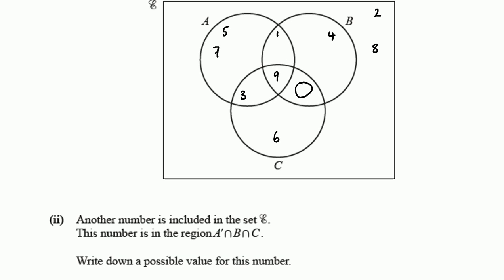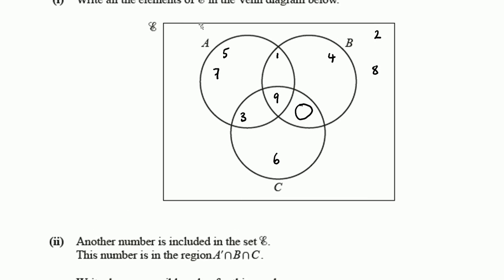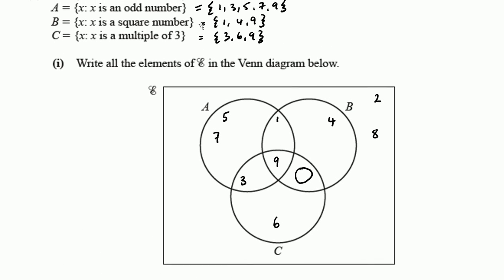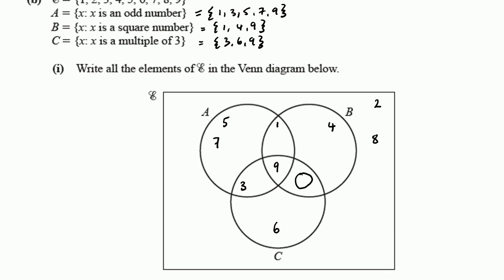I want a possible value for this number, so I need to go back to the definitions of A, B, and C. Now, to be in both B and C, we must be a square number that's a multiple of 3. Obviously, one example of this is 9, but we want to look for something a little bit bigger, perhaps. It also can't be an odd number. So I start thinking about my square numbers. They're also multiples of 3.